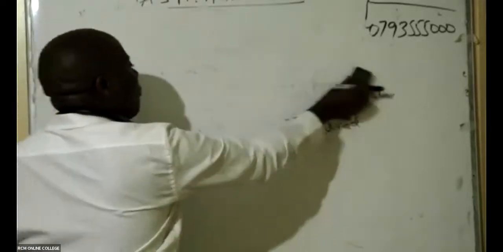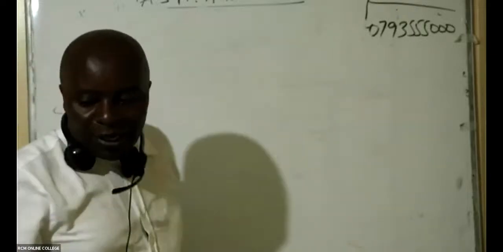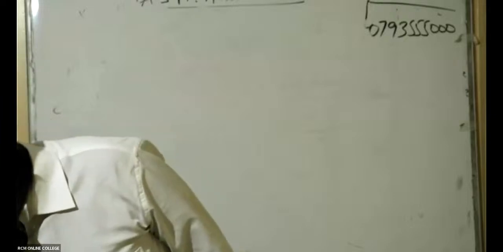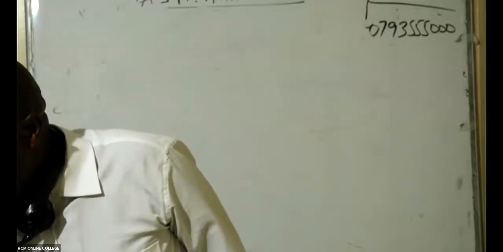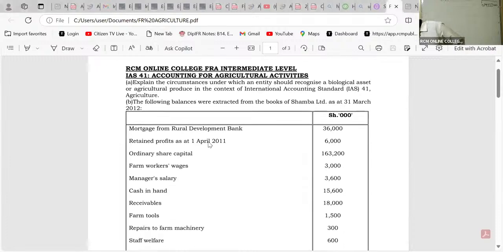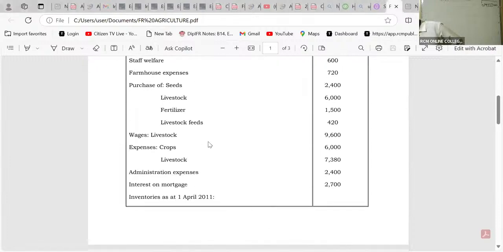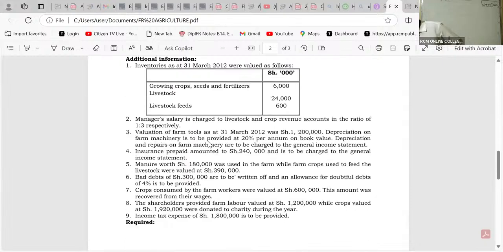Thank you. But from there, they want us to do something very easy here. They have given us this second question. In this second question, what do they want us to do, my students? They've told us here, the following balances were extracted from the books of Shamba Limited as of 31st March 2012. I can see a trial balance, and I can see additional information.